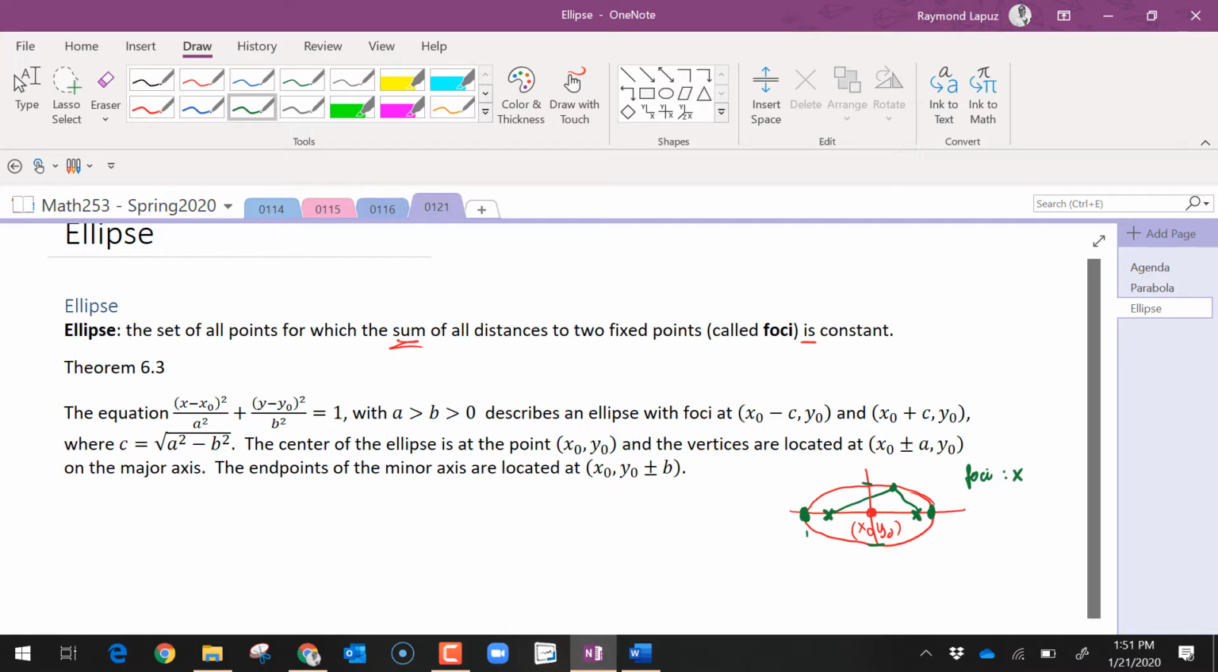This distance here from x naught to the edge is going to be a. The distance here from the center point to this other edge is b. Sometimes it's called the major axis and the semi-major. Maybe it's minor. I don't know. I forgot. Sometimes they have names for these axes.